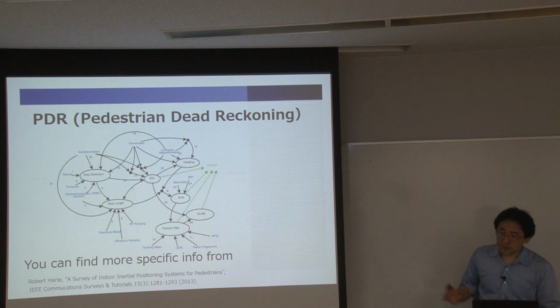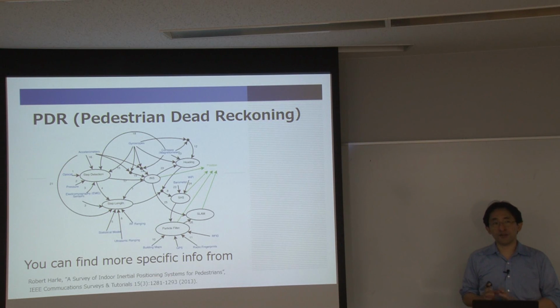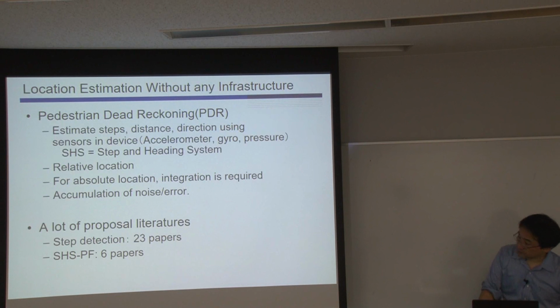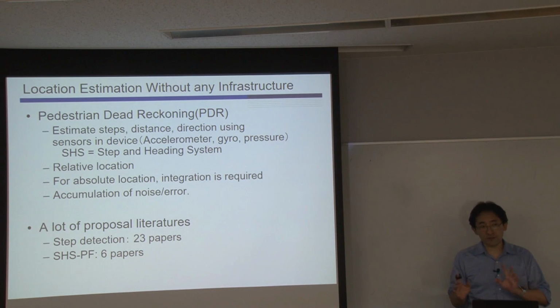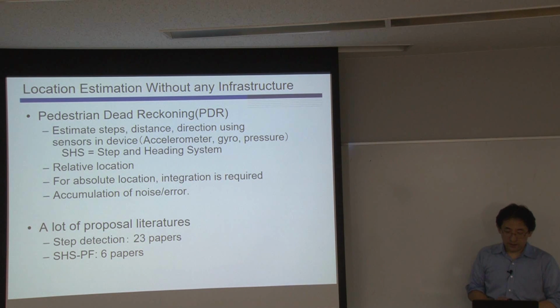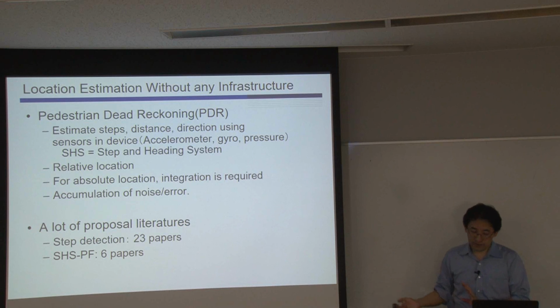And I will also explain PDR. PDR is pedestrian dead reckoning, a technology to estimate the location using smartphone sensors. It tries to estimate how many steps, how far each step is, and the direction, using the sensors in the device, such as the accelerometer, gyro, or pressure sensor. It is called SHS, a step and heading system. It only measures the relative location, and when you'd like to get the absolute location, you need to integrate it with another localization method. Because it is a relative method, it accumulates error or noise.